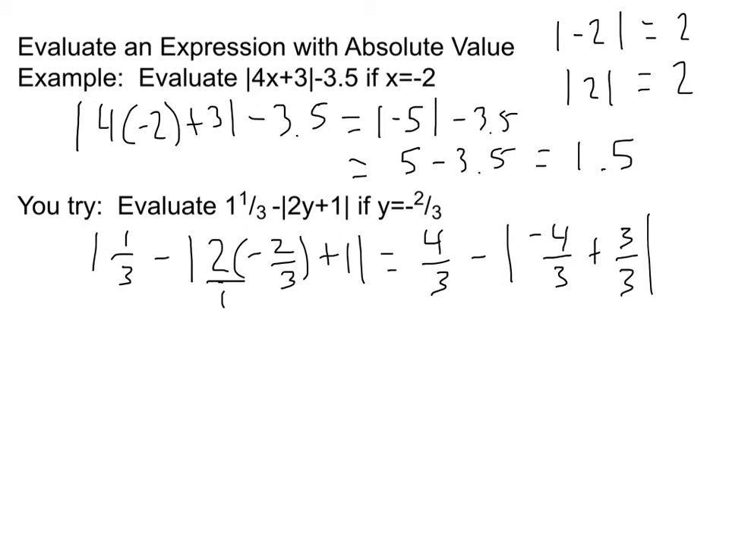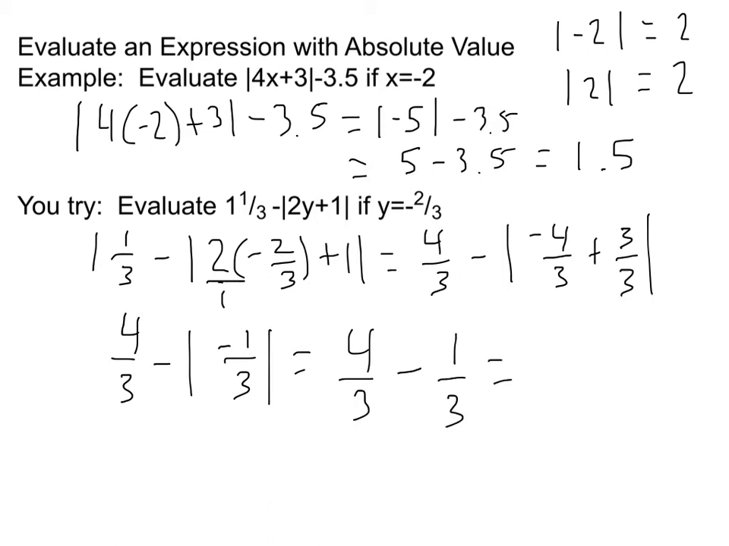Okay, so we need to do inside the absolute value first, so we'll keep that 4/3 minus the absolute value of negative 4/3 plus 3/3, negative 4 plus 3. The denominators stay the same since we have a common denominator. Negative 4 plus 3 is negative 1 over 3. Okay, now we do the absolute value, so 4/3 minus the absolute value of negative 1/3, which is 1/3. And then 4/3 minus 1/3 is 3/3, and 3 divided by 3 is just 1. So hopefully that's what you got.